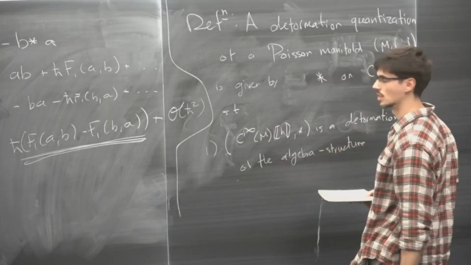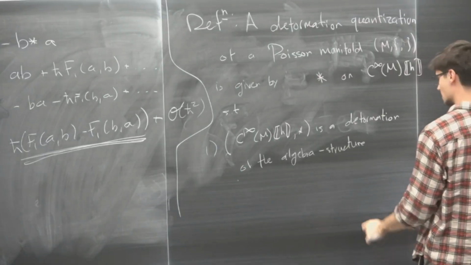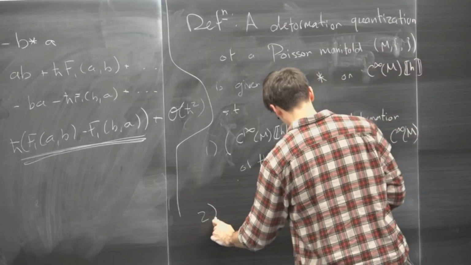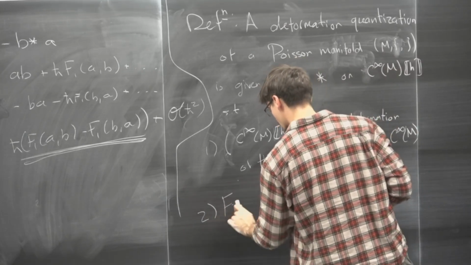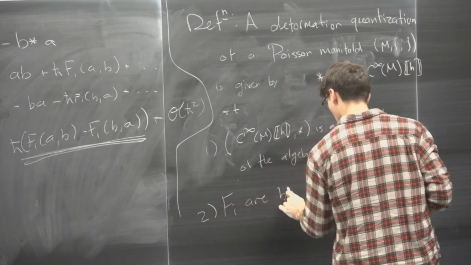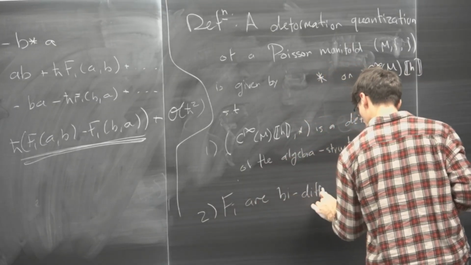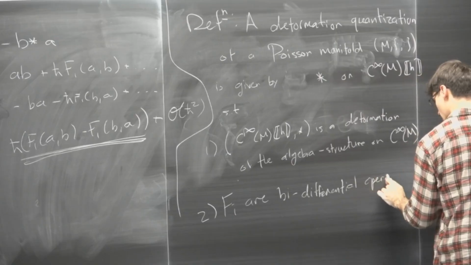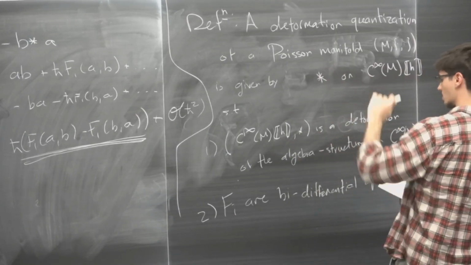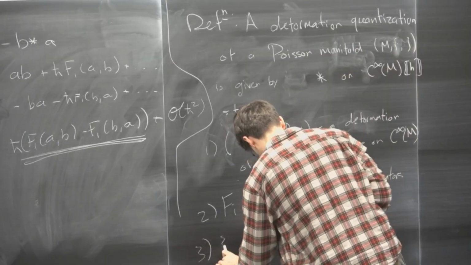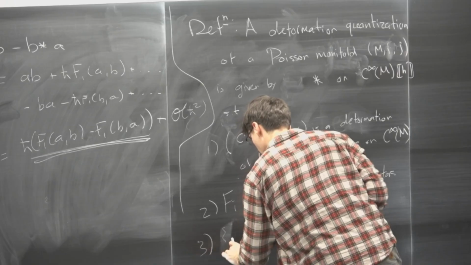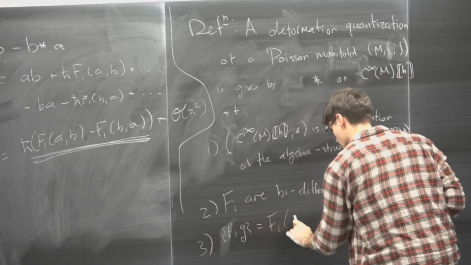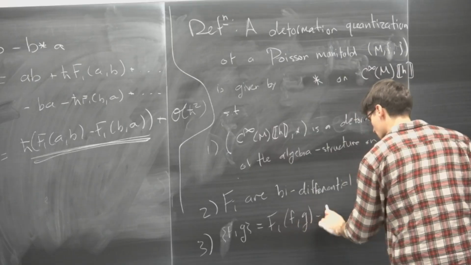Mainly because of the algebraic structure on C infinity of M, the smooth functions on M. Two, the Fi are bi-differential operators in f and g, or in both arguments. And three, the bracket is defined as the difference of the linear term.